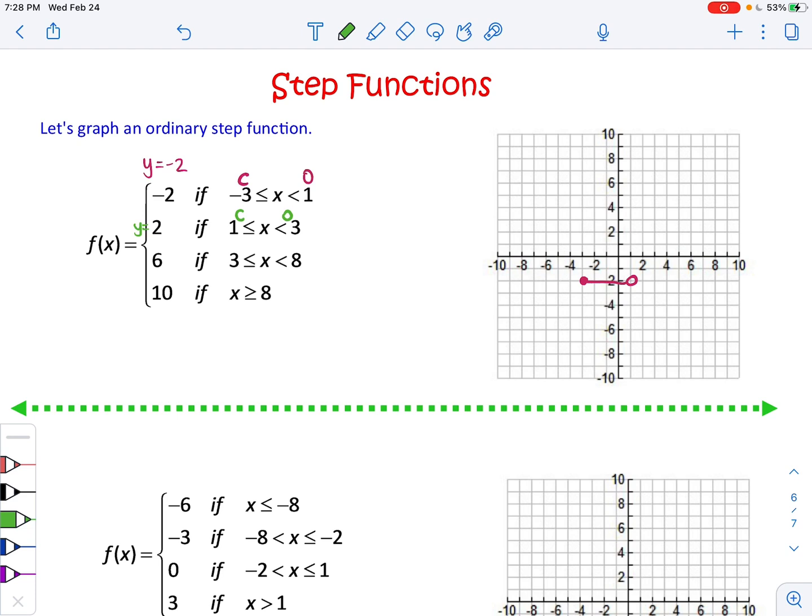Now I'm going to plot these points. If it helps you, you can think of this as the x and this is the y of an ordered pair. So we have a closed point at (1, 2), and we'll have an open point at (3, 2). So I go ahead and plot those. Closed point at (1, 2), and an open point at (3, 2).